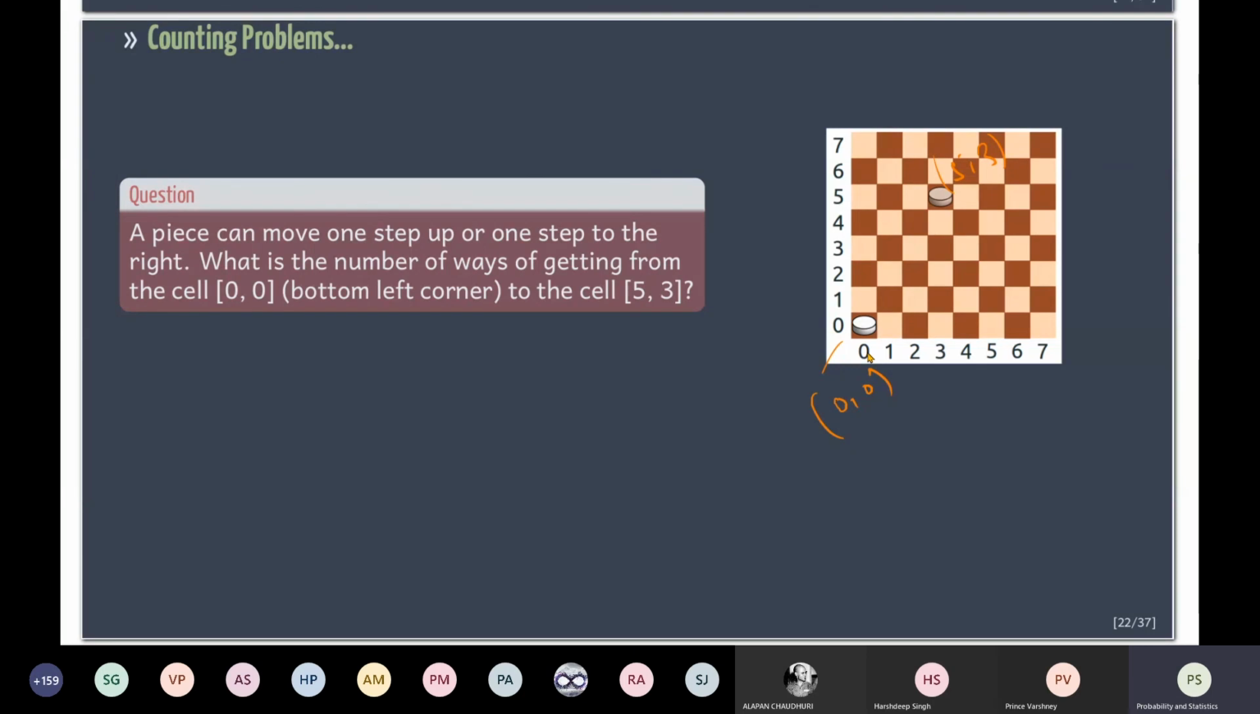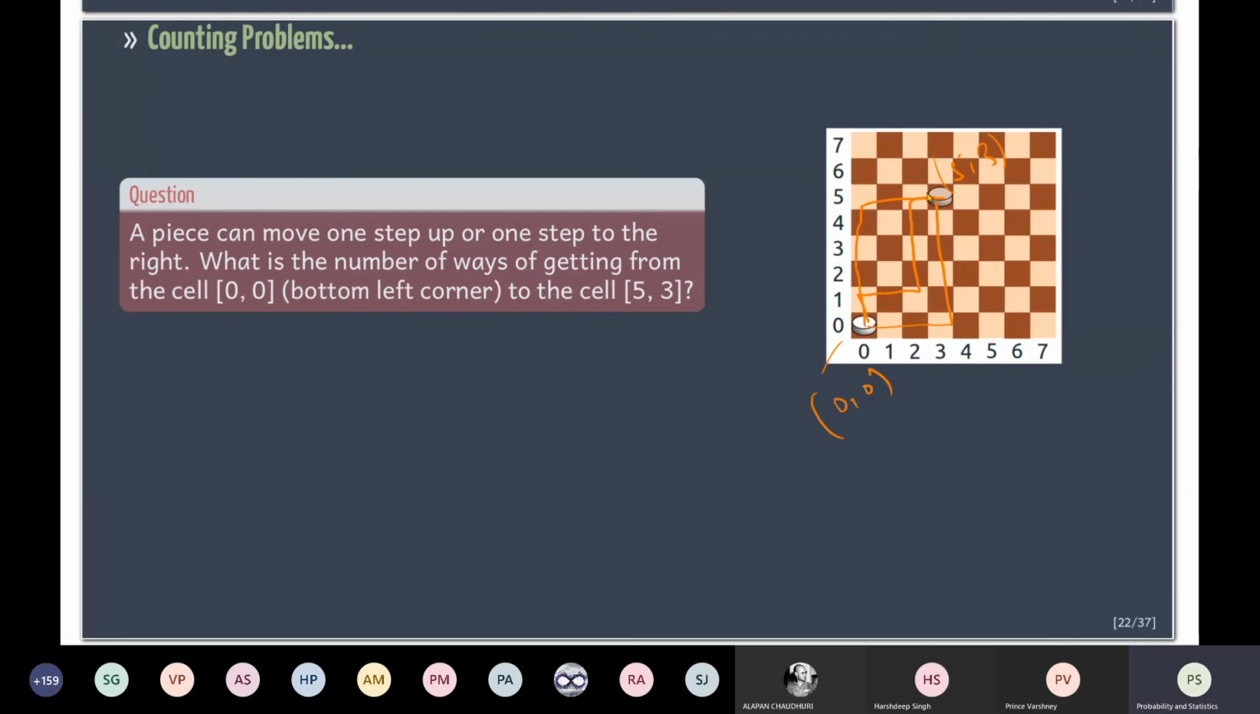So what are the number of ways? Now we are talking about number of ways. We are not talking about the moves needed, right? In the previous sum rule example, we talked about number of moves, but that will be useful here. What we are talking about is the number of ways we can go. So one way is like I can go like this. One way is like I can go like this. So you have to count all these moves, right?